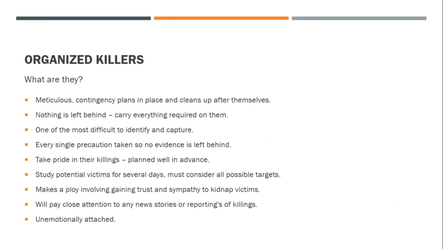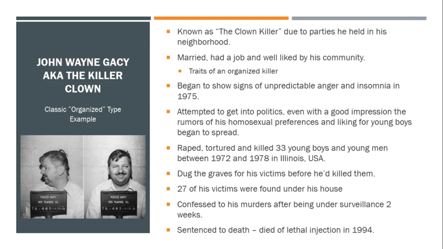Organised killers are meticulous, with contingency plans in place to clean up after themselves. They make sure nothing is left behind and every precaution is taken so that they will not be found. An example of this type of killer is John Wayne Gacy, also known as the Killer Clown.